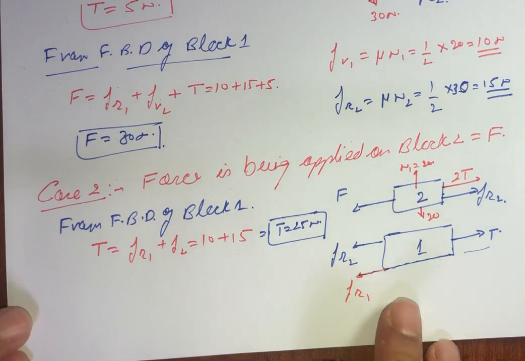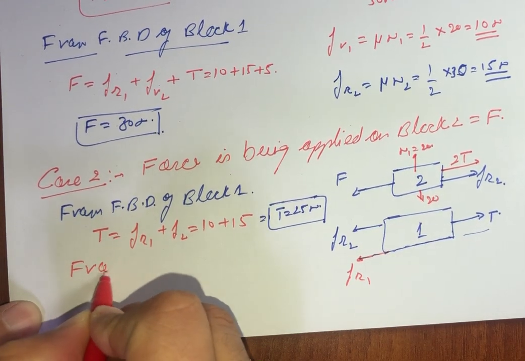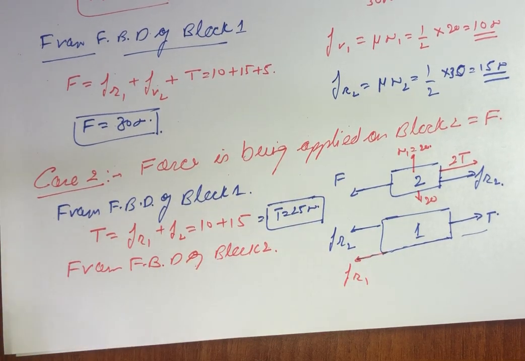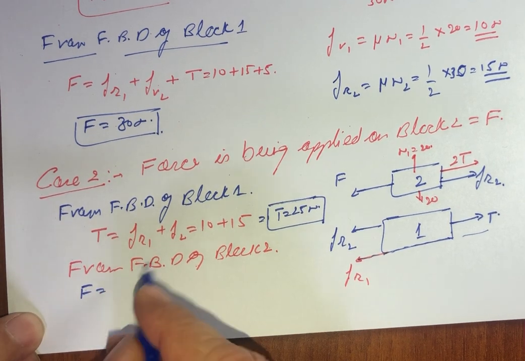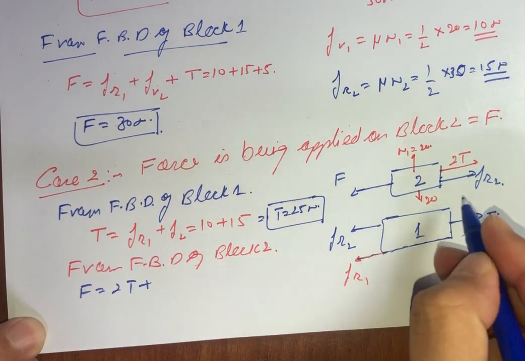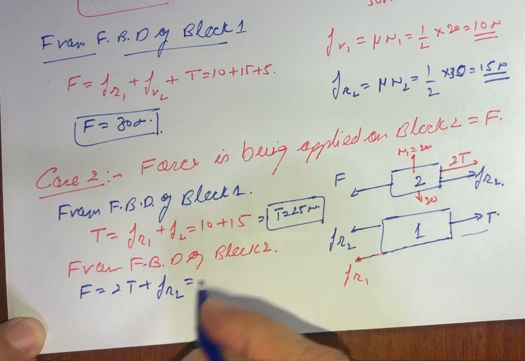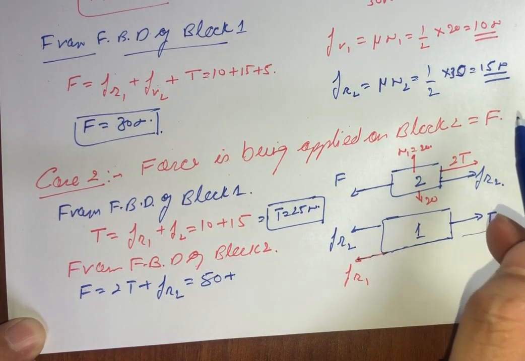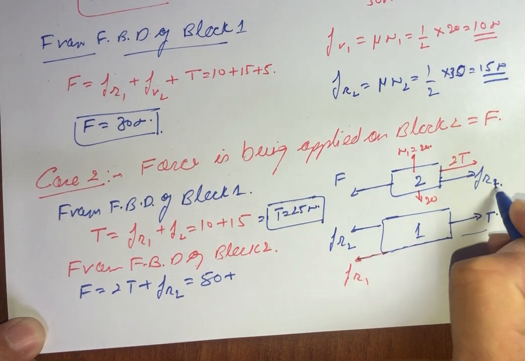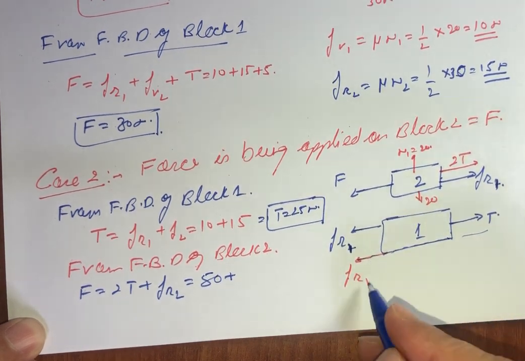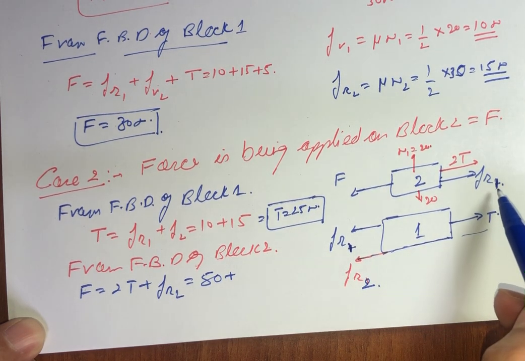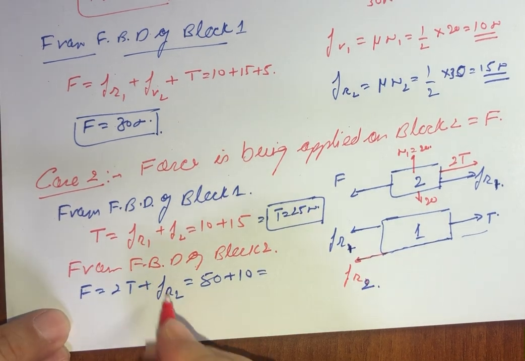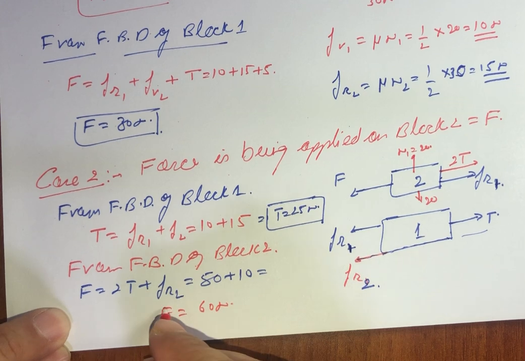Now for block number 2, from the free body diagram of block 2, we can say that F will be equal to 2T plus Fr2, and we know the value of T is 25, so this will be 50, and we have Fr2 as, one second, sorry, here it will be Fr1 and this will be Fr2, so that the variable remains the same. So we have Fr1 as 10, so we get F in this case as 60 Newton.